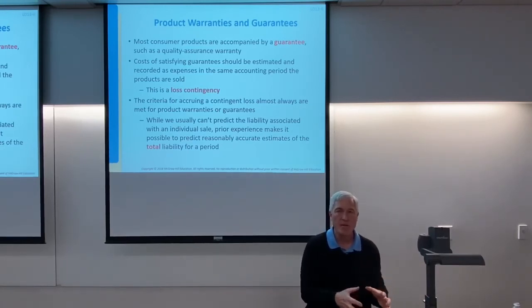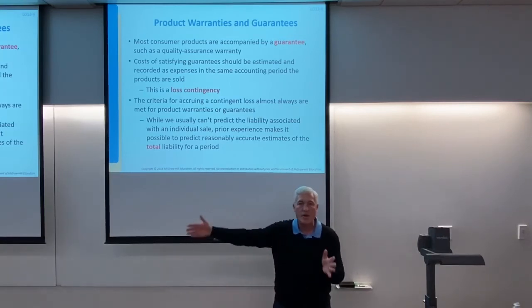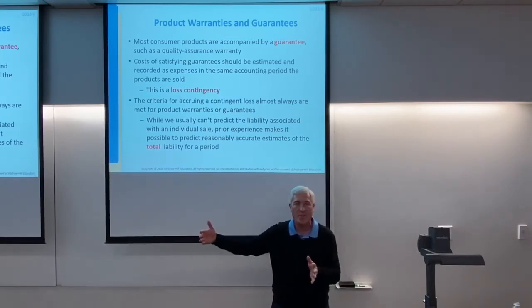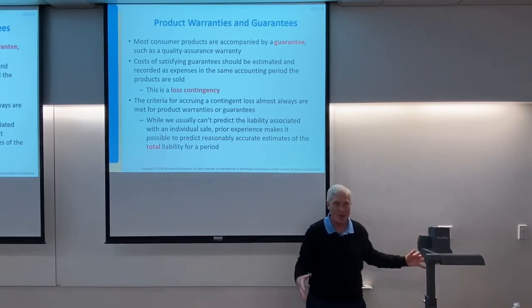How much expense do we debit? We're going to estimate all the future claims we anticipate over that 5-year period, over that 50,000 mile period. How do we do that? We've got a lot of data. We've sold a lot of BMWs.